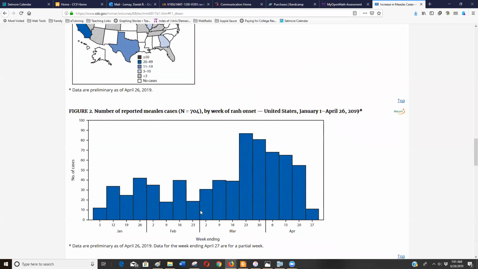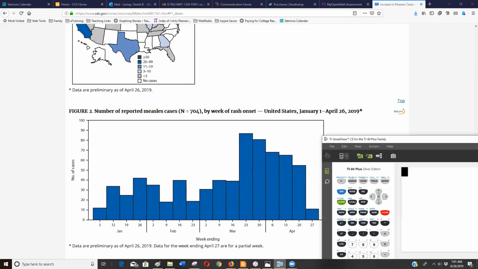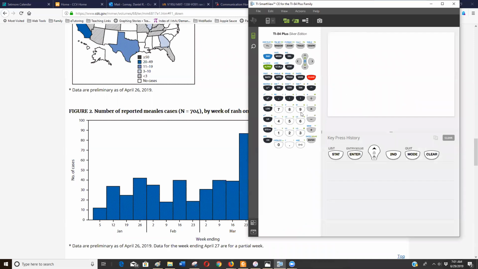I'm going to call the start of March day 0. One week later is day 7. One week later is day 14. Another one is day 21, etc. And then on my calculator, I'm going to get the data into the stat list.